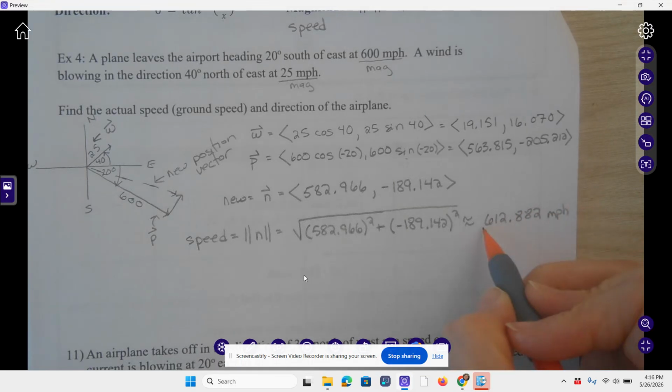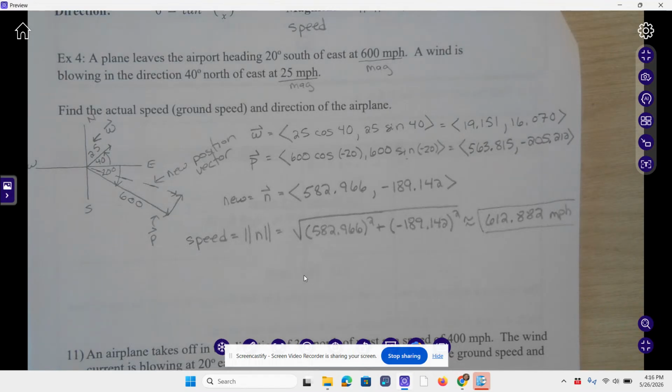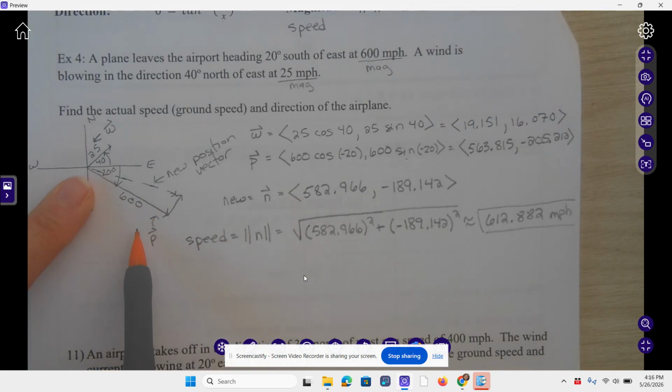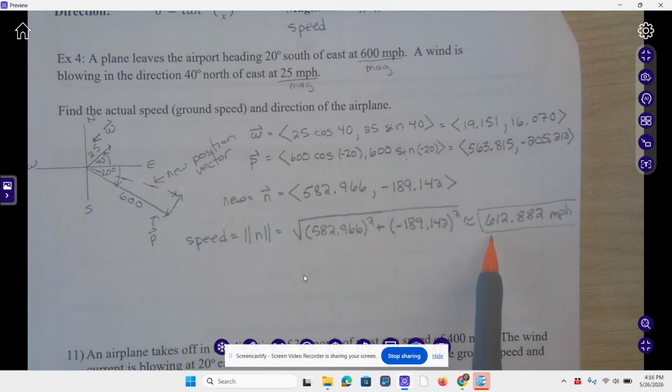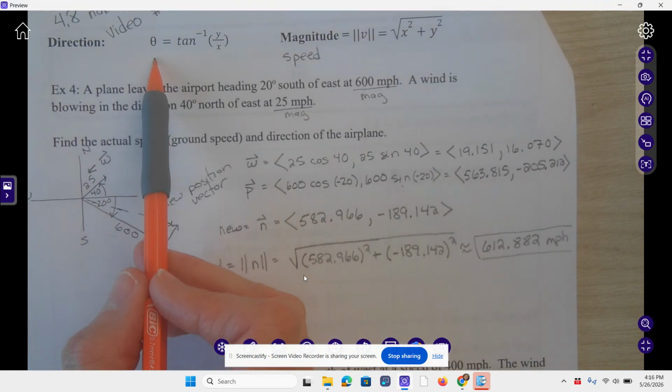This is a story problem, so you do need units. A story problem requires a story answer. So in this case, it's actually speeding the plane up a little bit. The plane was going 612, and the wind is increasing the speed slightly, so it's pushing the plane a little bit. It's going a little faster. It's also changing direction. So direction comes from your angle.